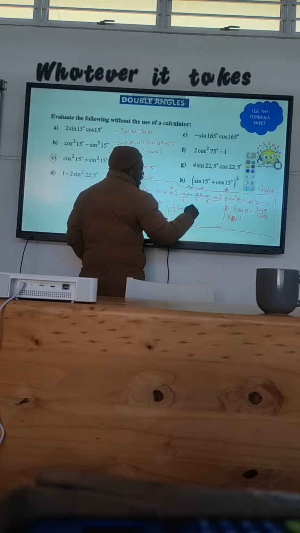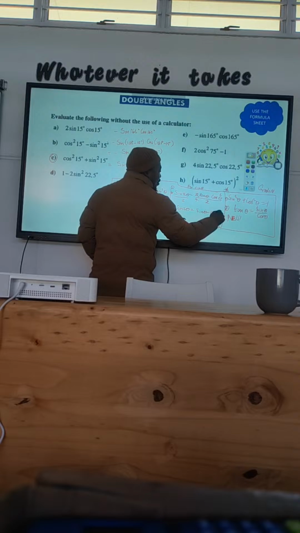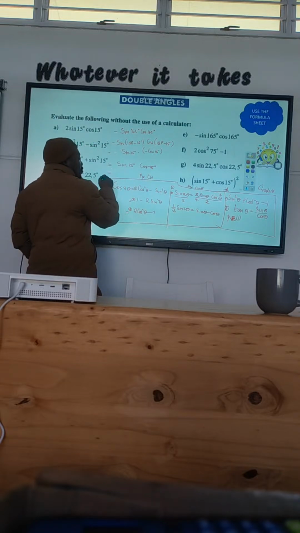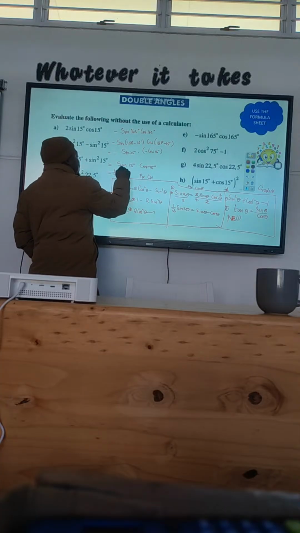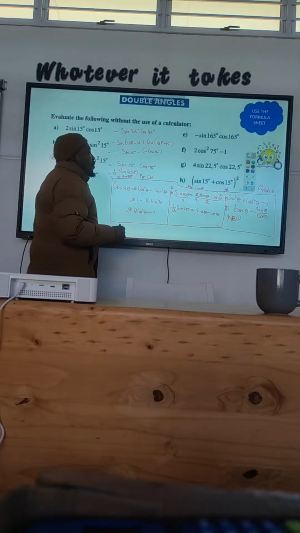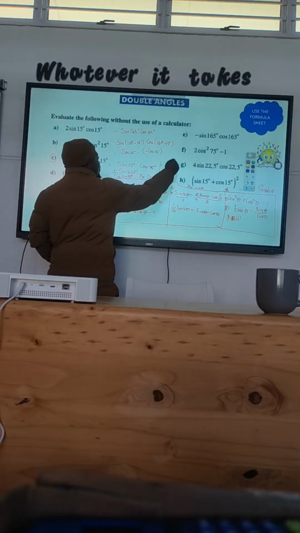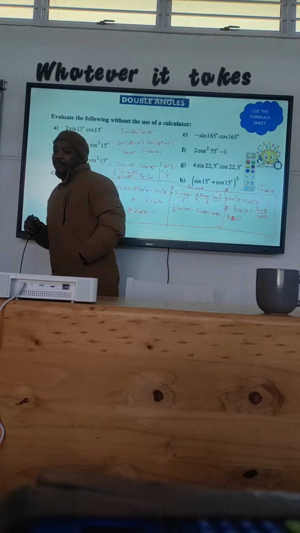sine of double angle is the same as sine theta cos theta. And then my answer will be 1 over 2 the sine of 2 multiplied by 15, which is the same as 1 over 2 sine of 30. And what is the sine of 30? 1 over 2, right? So our answer is 1 over 2 multiplied by 1 over 2, and our answer simply gives us 1 over 4.